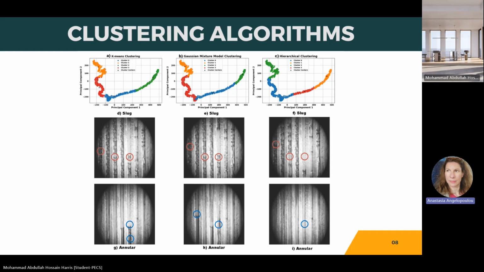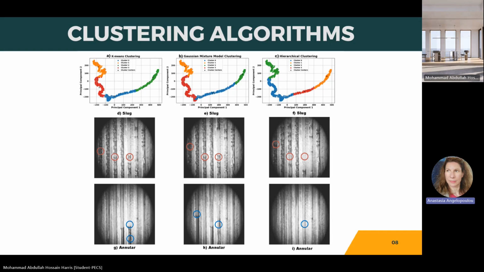So we want to standardize it across the board so that there's no confusion. So in this case, we took an image of the exact same point and exact same time to check how the different clustering algorithms are recognizing the patterns and classifying them as well. Even though there are 4 different regimes, we're mostly focusing on the slug one and the annular flow because that's where the maximum heat transfer occurs.